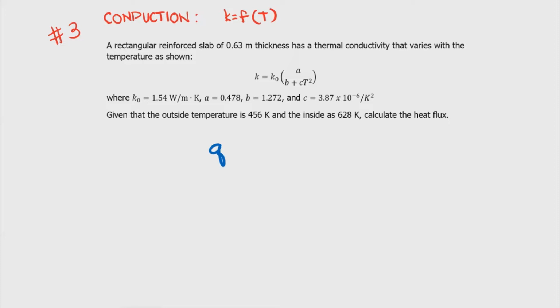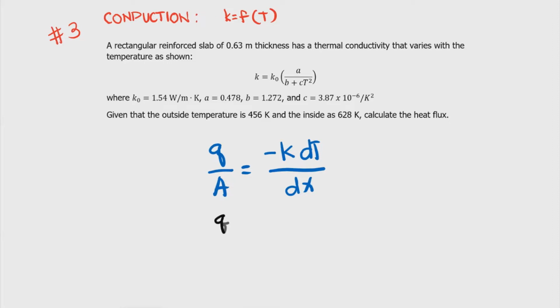So we have Q over A, this is equal to negative K dT over dx. So hindi ko na siya i-drawing since same lang din naman siya nung drawing natin before. Siya ay slab. So the thickness is 0.63 meters. And then these are the constants that we need to indicate in our general equation. But before anything else, with that, this expression, we need to substitute this to our K. So, gagawin natin, substitute lang natin yung ating K.